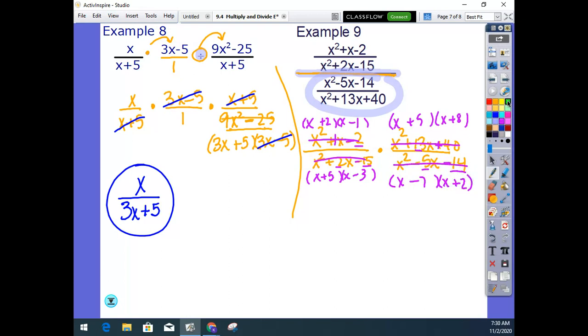Cancel the common factors. X plus 2, x plus 2, x plus 5, x plus 5, and nothing left that's in common. So I just leave x minus 1, x plus 8, x minus 3, x minus 7. Done.